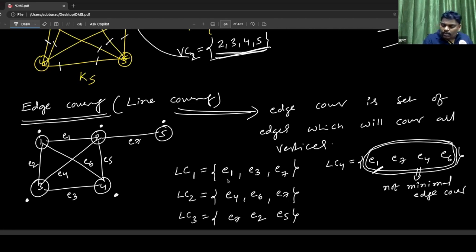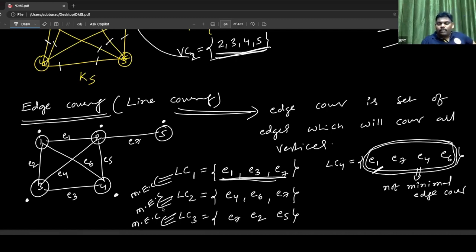If you observe clearly, in this one if you delete any edge, something may be left out. If you want, you can verify. It is a minimal edge cover. This one is also a minimal edge cover, because if I delete any edge, something is left out. So these all are minimal edge covers, and the earlier one is not a minimal edge cover.